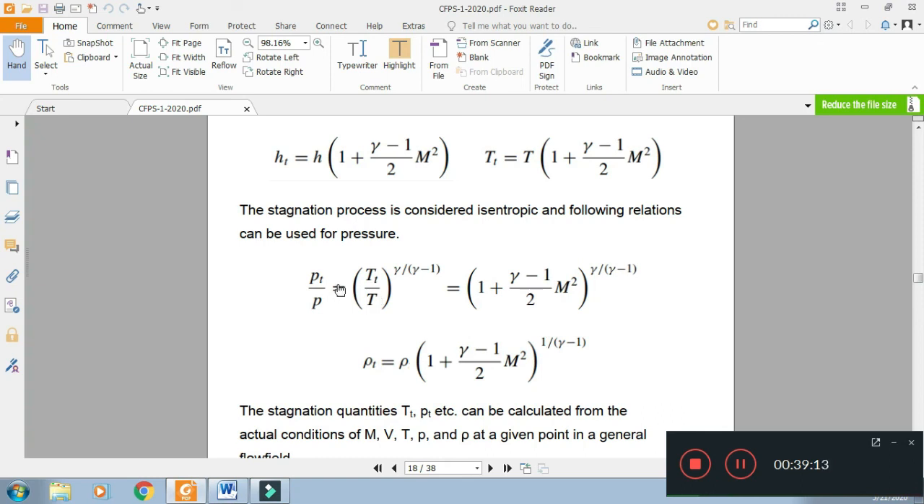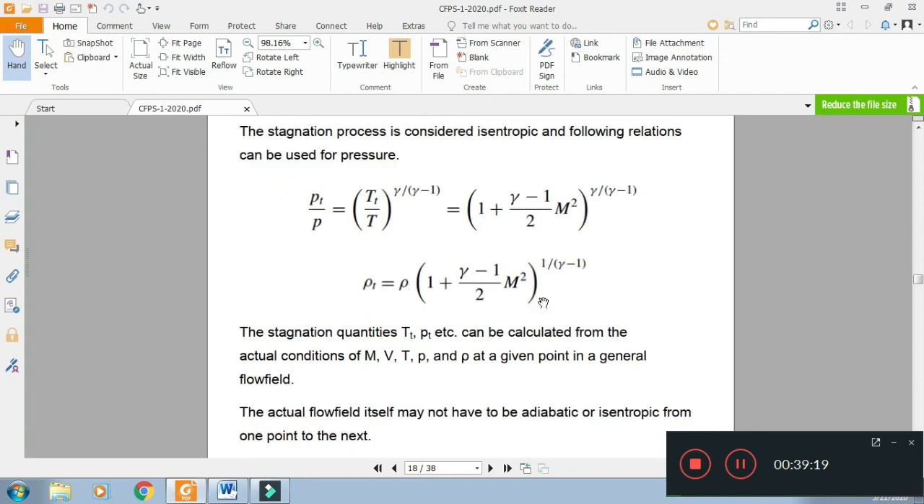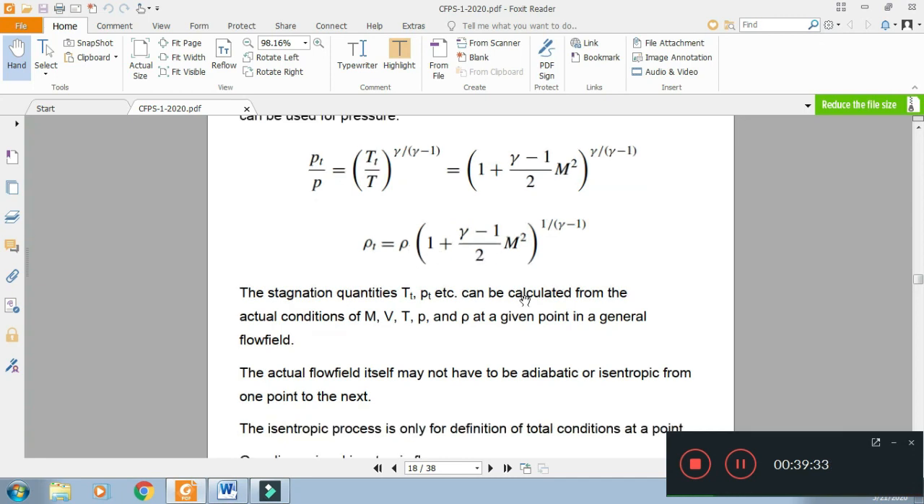So the total pressure and static pressure ratio is also now in terms of Mach number. A similar relation exists for density and temperature for the isentropic process. So we get a relation of total density in terms of static density and Mach number.